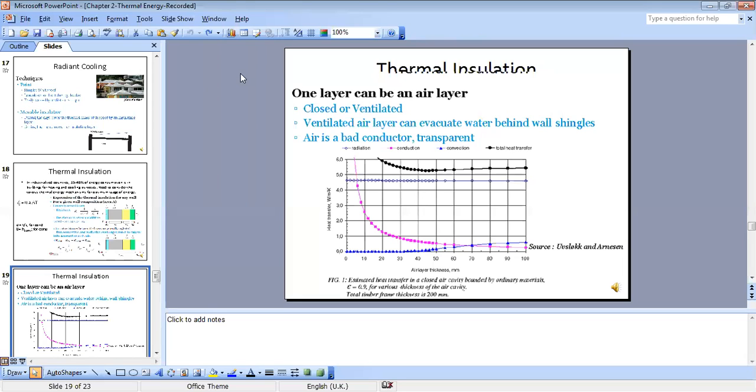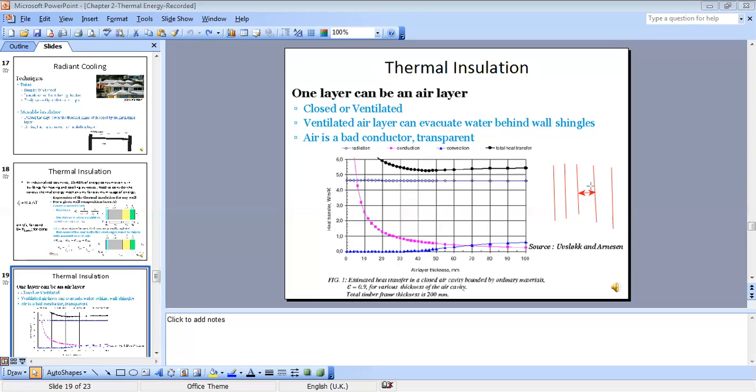Okay, so we want to design our building envelope. We have several possible materials. We have concrete, let's say, we have bricks, we have several possibilities of materials, and in addition to these materials, we want to add a certain air layer in between. So let's say this is our air layer. Now, in doing the design, we should select a certain thickness of air. Do you think that increasing the thickness of the air layer will give an advantage or a disadvantage?